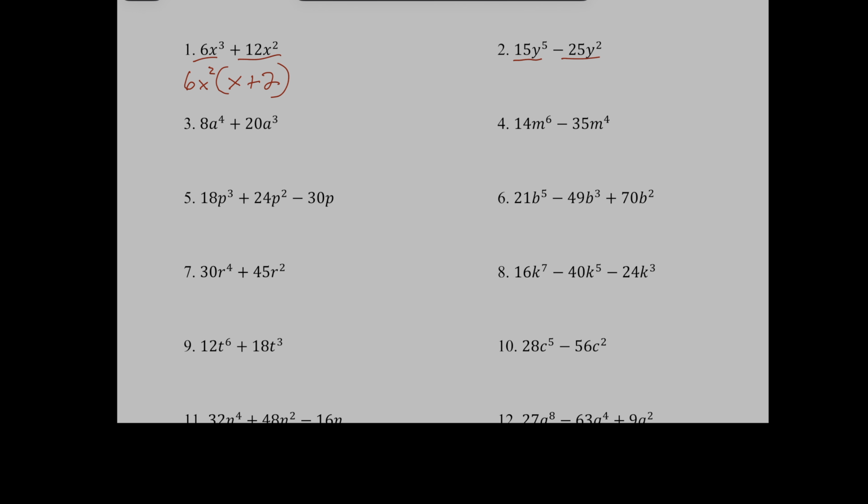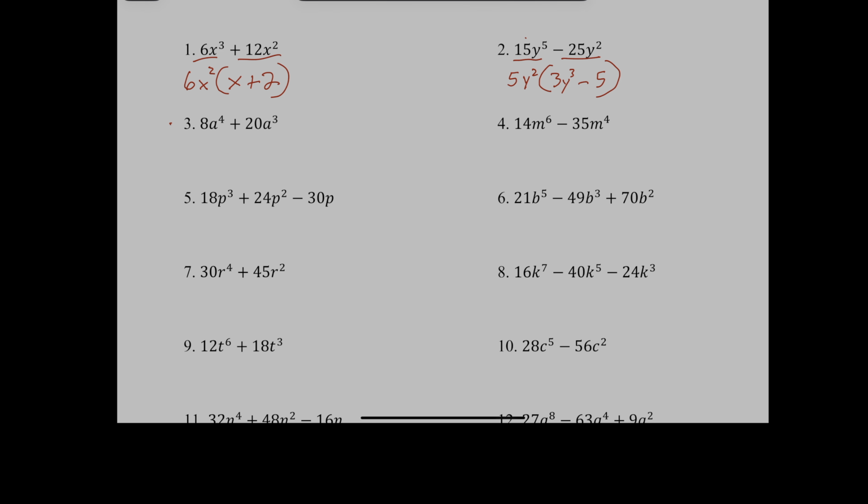So what's the same between these? Well, between the numbers, I'm going to pull out a 5, and between the letters, I'm going to pull out a y squared. That's going to be my common factor. If I look at the first one, 15 divided by 5, that's a 3. Y's, I had 5, I pulled out 2, I'm left with y cubed. Minus, remember we're doing division, so 25 divided by 5 is 5. Y squared, I pulled out y squared, I'm done pulling out y's. I have none left. So I just write the 5 and I don't write any letters.